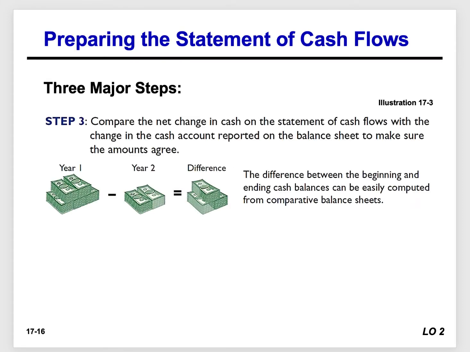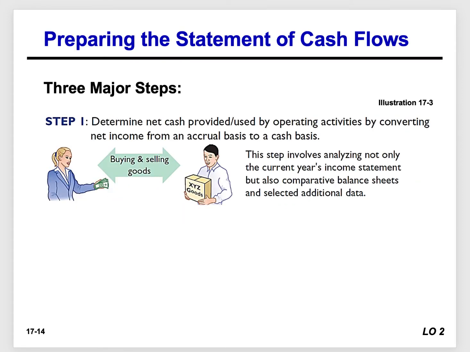So let's see how to prepare the statement of cash flow, okay? First thing, step one is we need to determine the operating activity section, okay? So we need to start off with the current income statement, and we need to take our current net income, right?